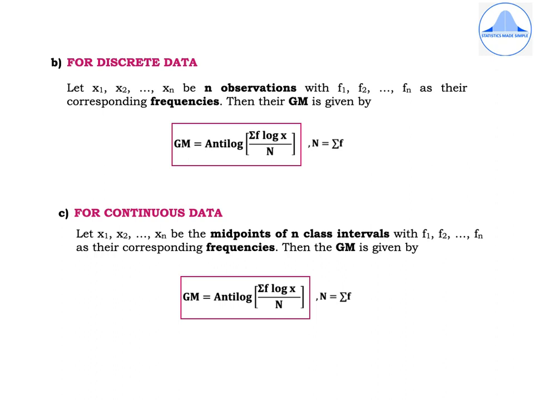Third subdivision, for continuous data: let x1, x2, so on xn be the midpoints of n class intervals with f1, f2, so on fn as their corresponding frequencies. Then the geometric mean is given by GM is equal to antilog summation f log x divided by capital N, where capital N is equal to summation f. So the formula of the geometric mean for discrete data and continuous data are the same.